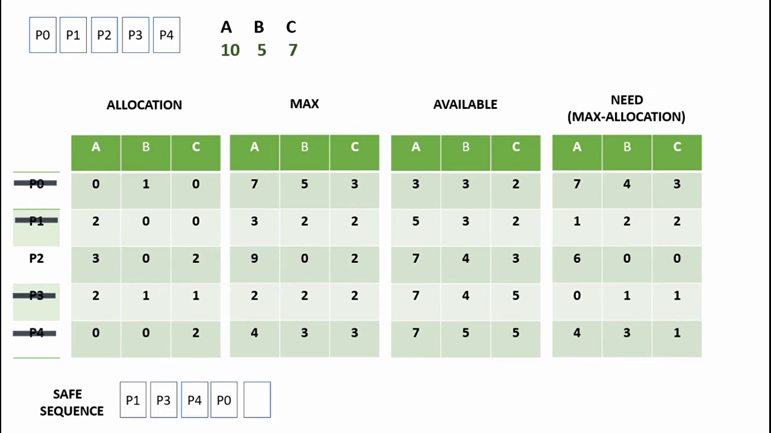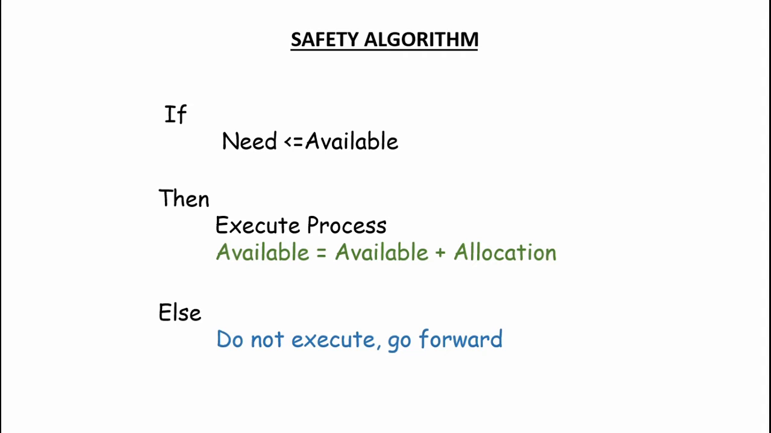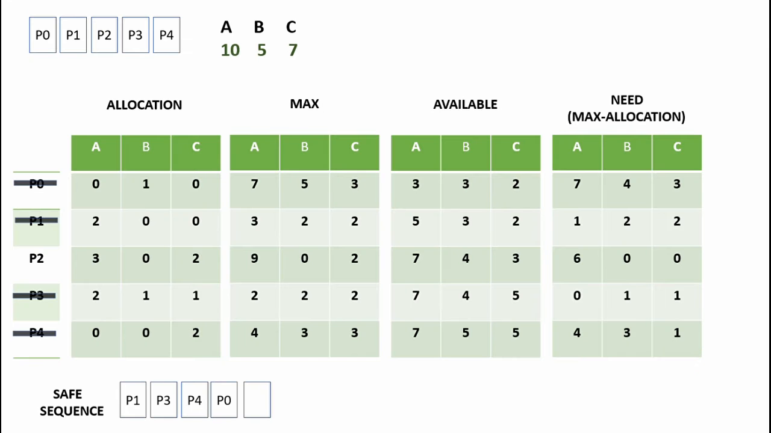Okay, now our process P2 is left, so we will check for process P2. So for resource A we need 6 instances and we have 7 instances. For resource B we need 0 instances and we have 5 instances. For resource C we need 0 instances and we have 5 instances. So now in this case also the if condition is satisfied, so we can execute the process P2.